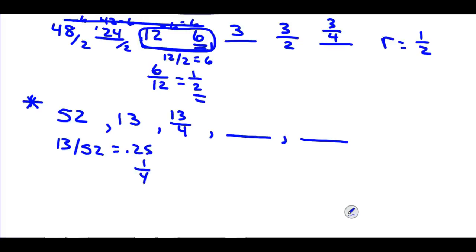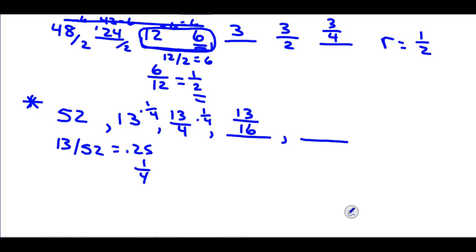Now, they're both exactly equal. 0.25 and 1/4 are exactly equal, but the 0.25 doesn't really show the progression of the pattern that's happening here. Once I know that the pattern is that we're multiplying by 0.25 or 1/4, then I would multiply 13 by 1/4 to get 13 over 4. Then I multiply 13 over 4 by 1/4, and I'll get 13 over 16.